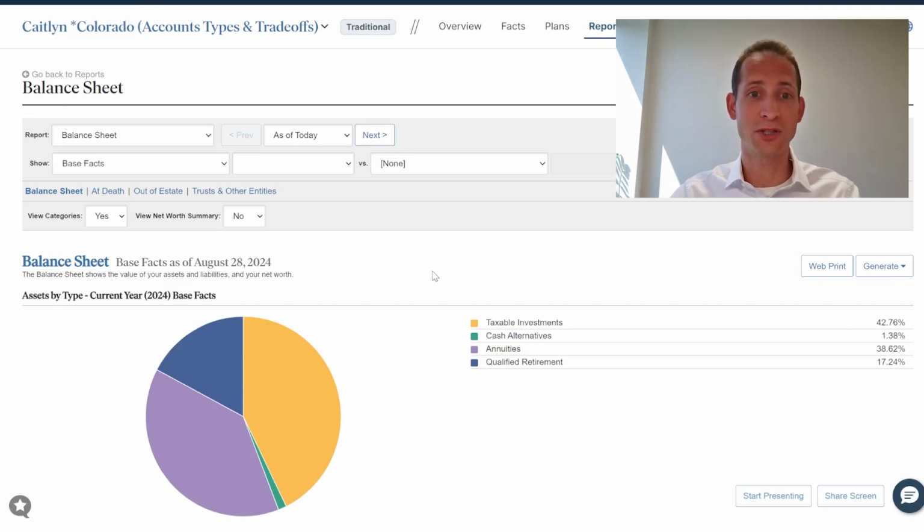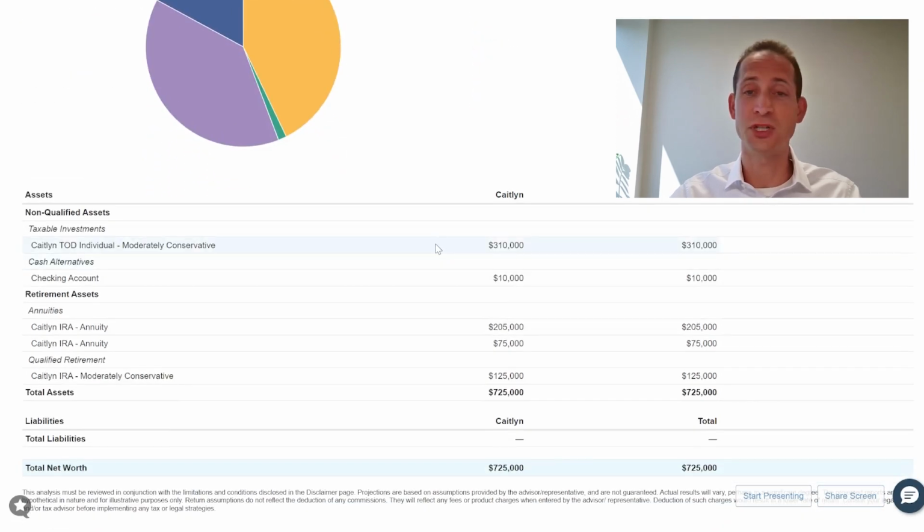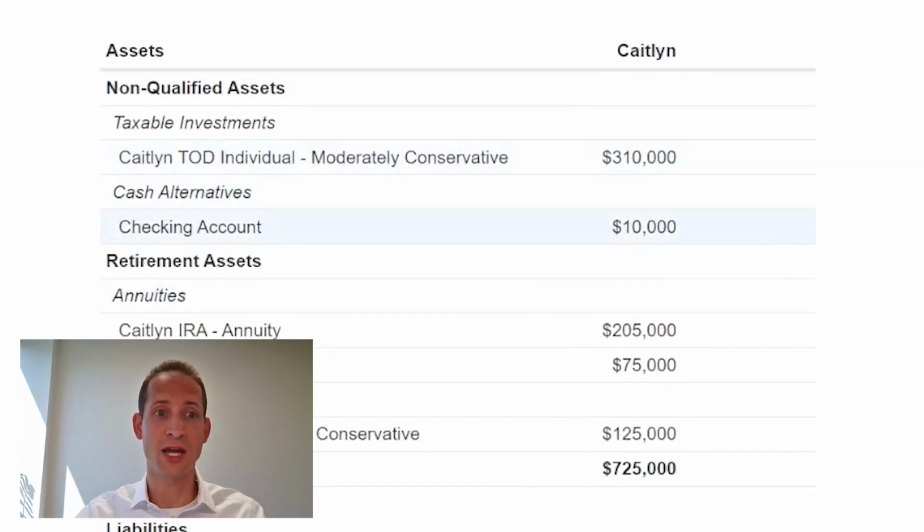So Caitlin here, just to make everything simple, we removed the real estate from her situation, so she just has a number of different types of investment accounts. Starting off with cash alternatives, cash accounts, she has about 10,000. That may or may not be sufficient as far as an emergency fund goes, but that's really not the main focus here today. You go next to her taxable investment.